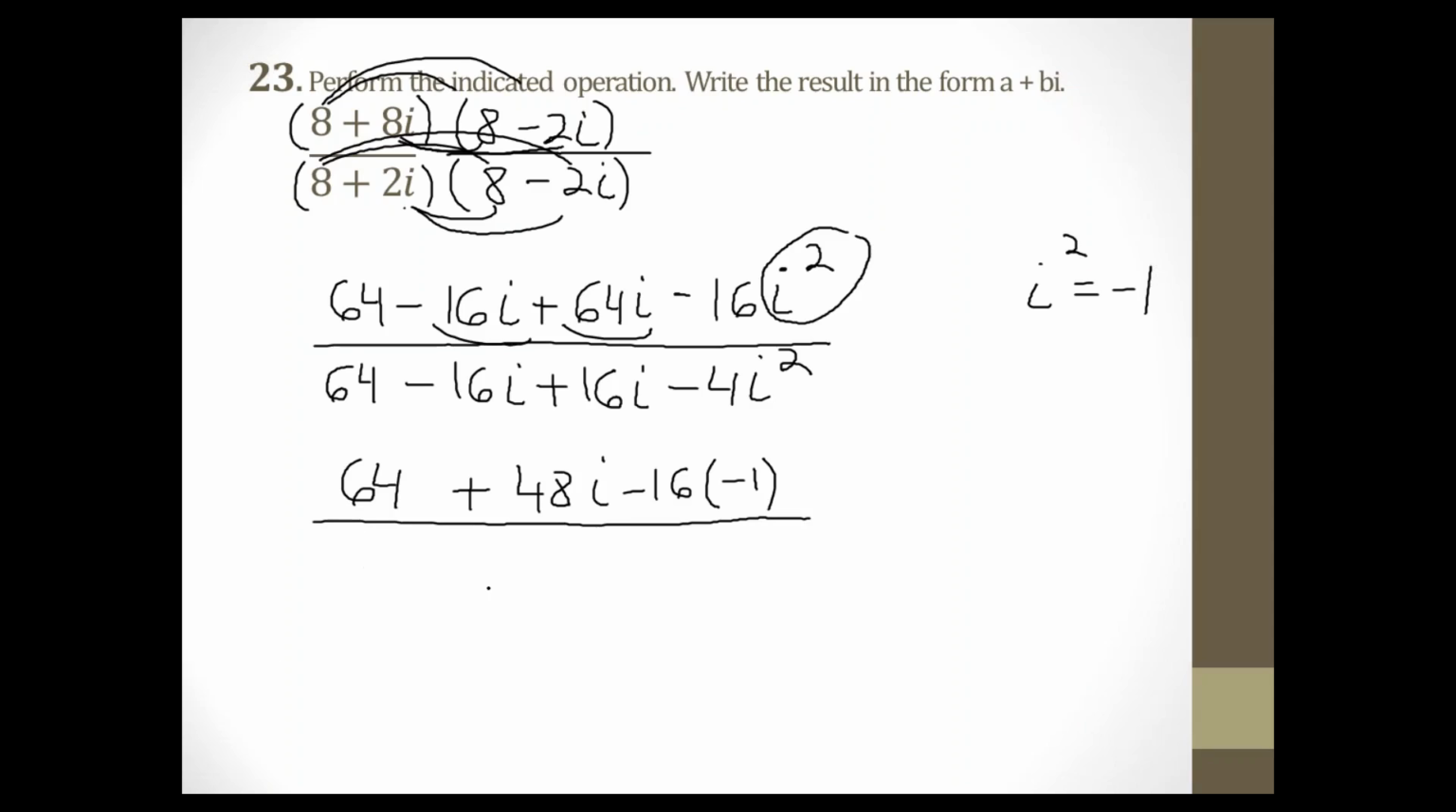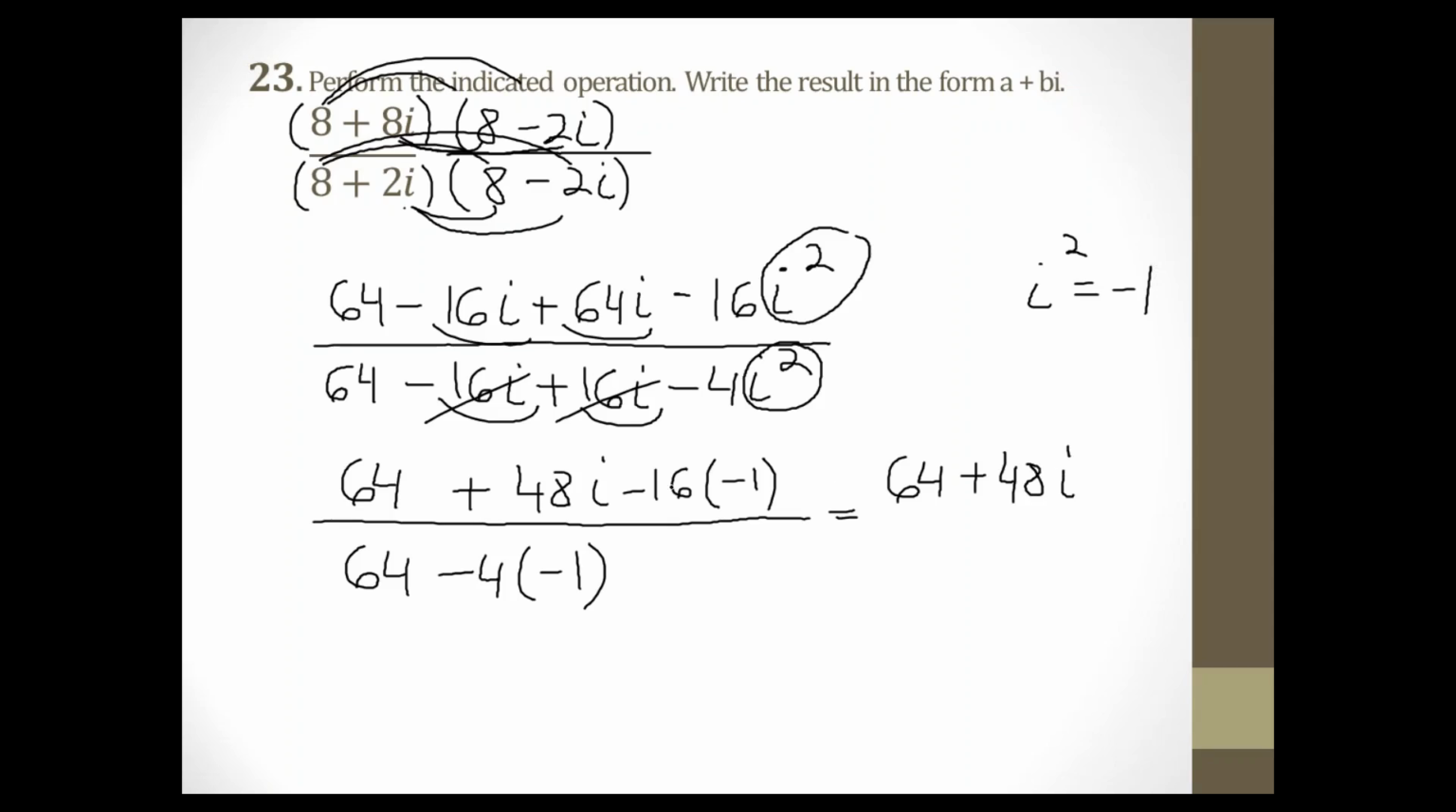Let's move on with the bottom. We also have two like terms, but like I mentioned before, these will cancel each other out. So 64, and then again here we got another i squared, which we can substitute with a negative 1. And now what we got left. So right up here, simplifying the top, 64 plus 48i, and then negative 16 times negative 1 is now a positive 16. And in the denominator, a negative 4 times a negative 1 is a positive 4.